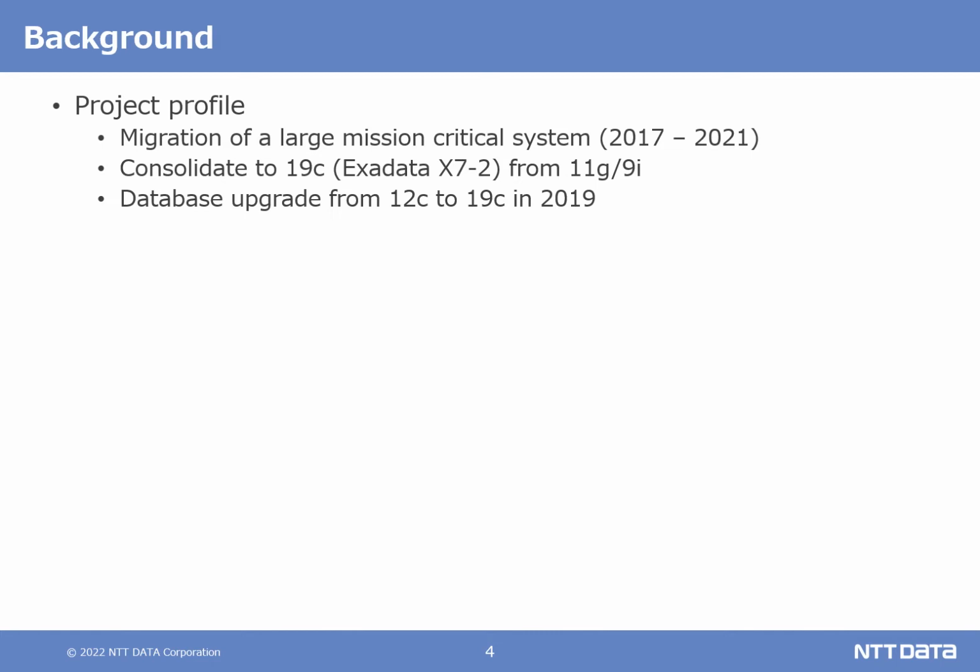This presentation is based on a 19C migration project for a mission-critical system in which I was dedicated as a leader of the database team from 2017 till 2021. Specifically, the system was migrating from on-premise 11gR1 and 9iR2 to 19C Exadata consolidated. The project started with 12cR2 and we upgraded to 19C in 2019 spring.